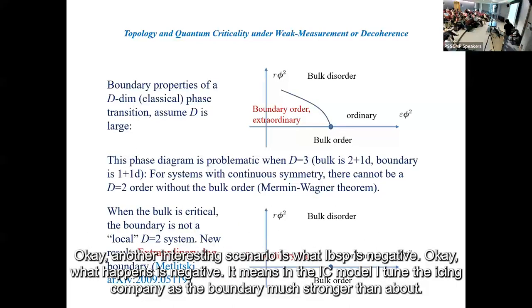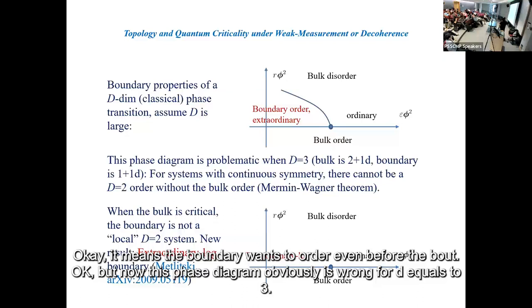Another interesting scenario is when epsilon is negative. When epsilon is negative, it means, like in the Ising model, I tune the Ising coupling at the boundary to be much stronger than the bulk. So now it looks like the boundary wants to order, even before the bulk.